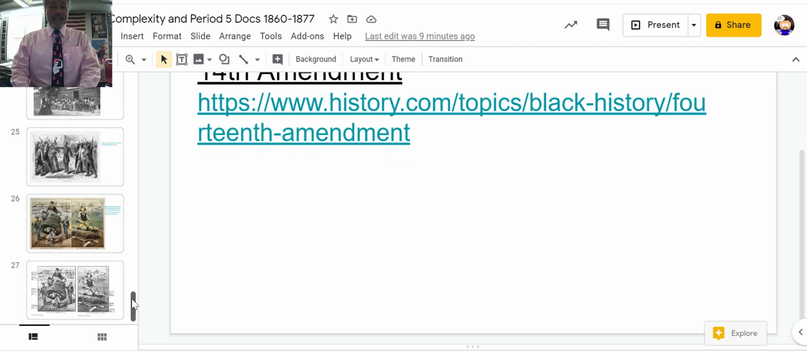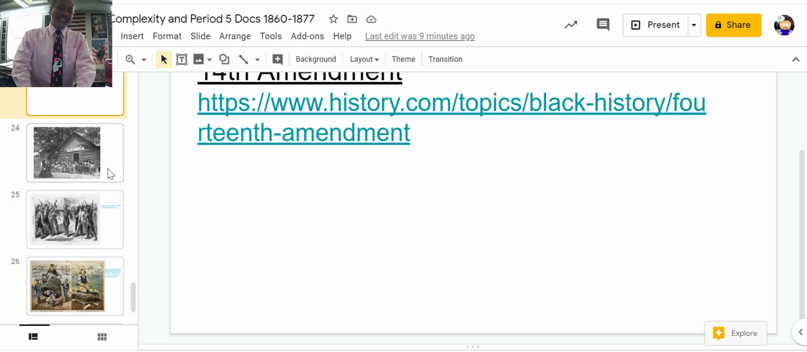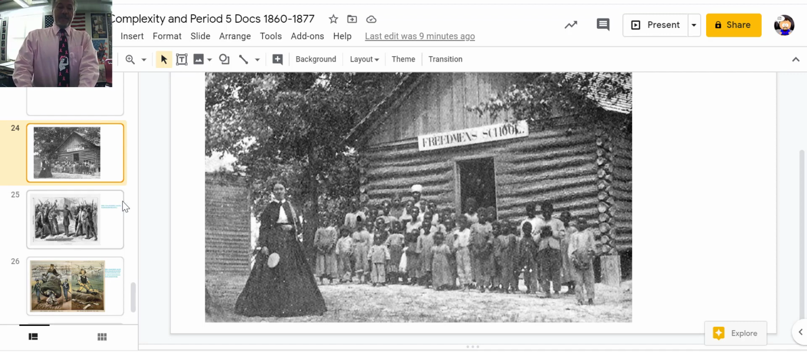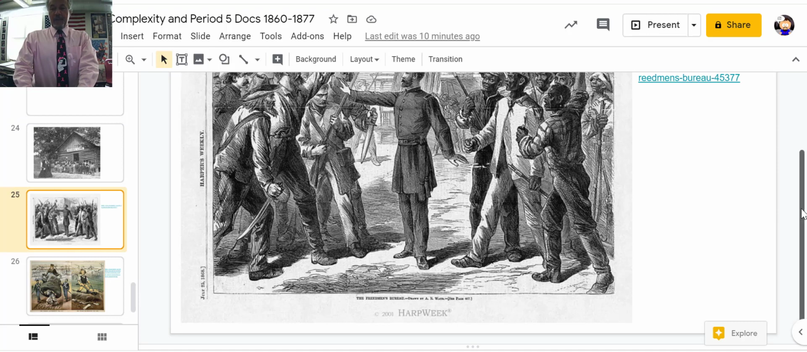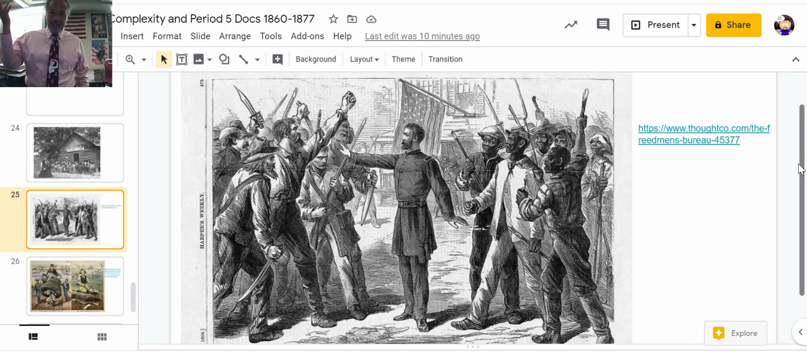I know nobody cares about the 14th Amendment. They just don't, and you don't understand it. It's kryptonite. Freedmen's Bureau, maybe get the picture. That's a very common picture, a cartoon of Oliver O. Howard. Howard University is named after him. Plus, he chased Chief Joseph out toward Canada till he surrendered.